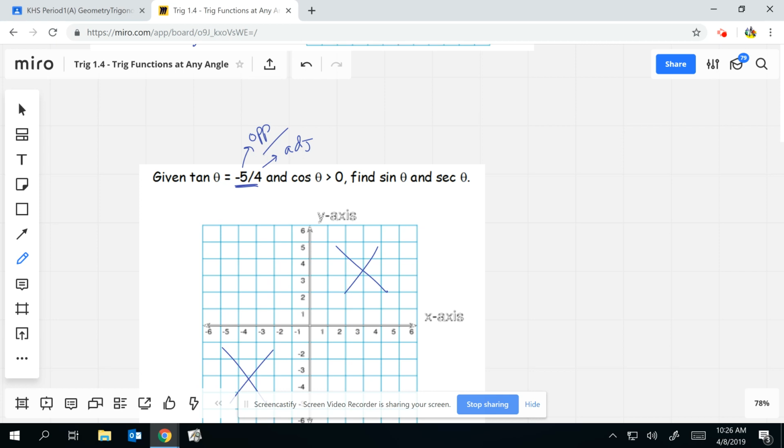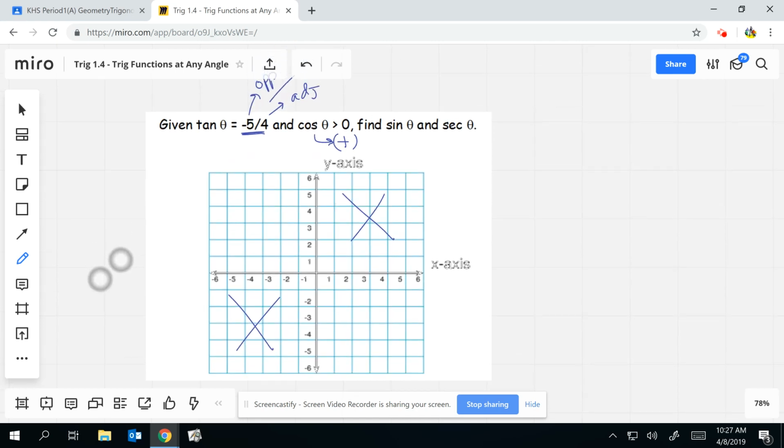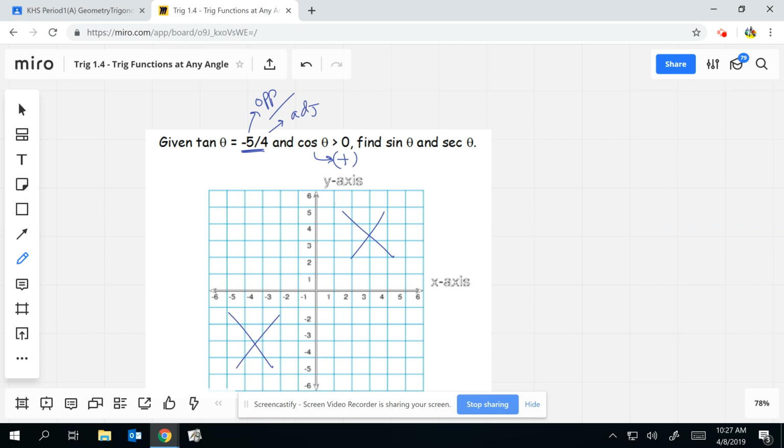We also know that our cosine is greater than 0, means it's positive. So we got to have a negative tan, and we got to have a positive cosine. A positive cosine means positive x. So that means it's got to go to the right. So we have one quadrant that we haven't crossed out to the right, and that's quadrant 4. So I know now that my opposite side is going to be going down 5, and my adjacent is going to be a positive 4.